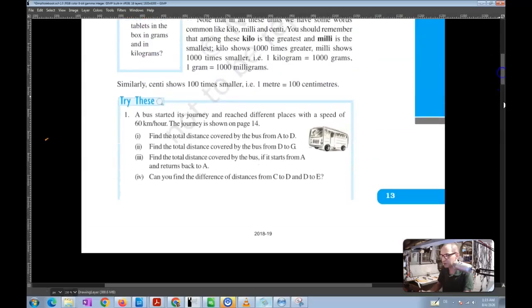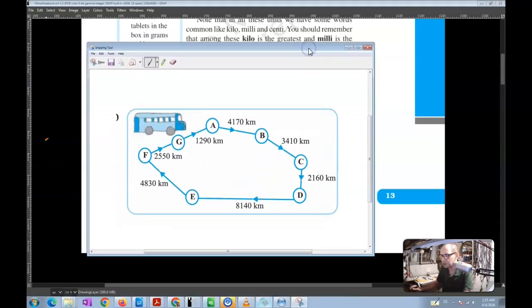Part 2 of this question is basically you want to find the total distance covered by the bus from D to G. So the distance covered by the bus from D to G would be from here all the way up to here, meaning essentially going round all the way up to here. So again you have 8,140 kilometers plus 4,830 plus 2,550, and again it's the same story.